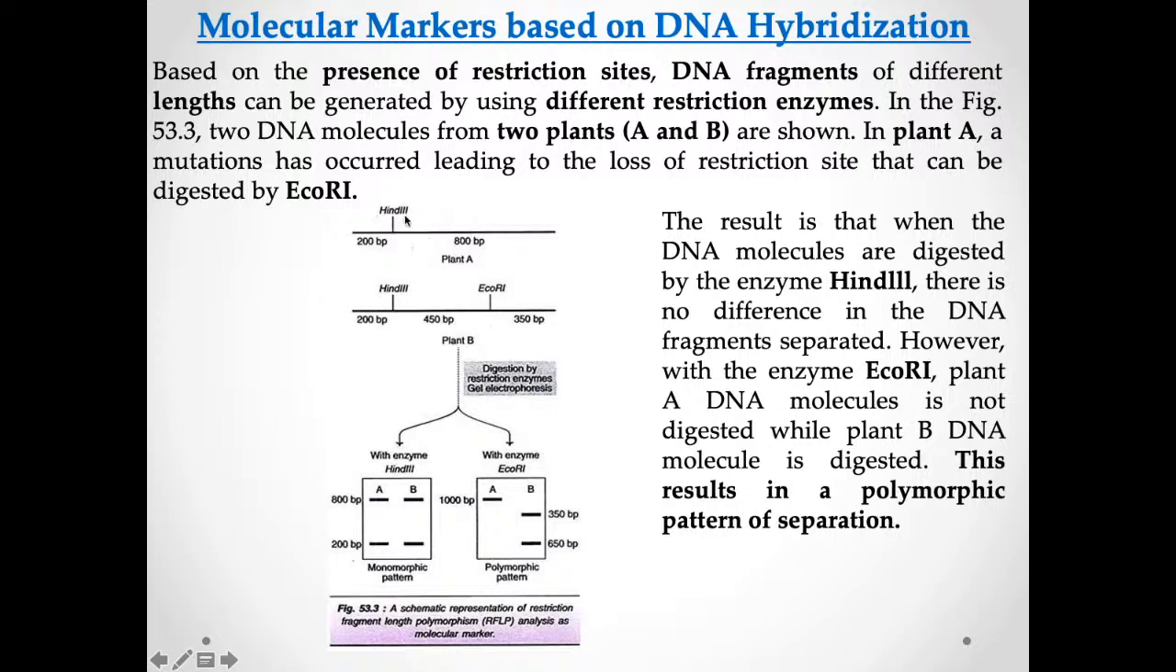So if we put HindIII in plant A, it will give 200 base pairs and 800 base pairs. In plant B, if we add HindIII and EcoRI both, it will give 200, 450 and 350. So three different fragments are possible.